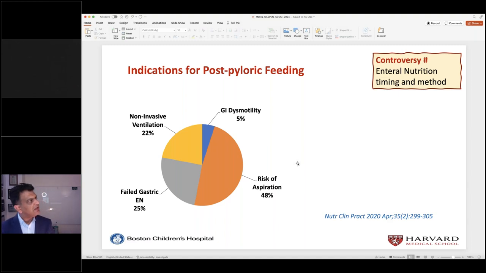What many people, including us and several folks in Atlanta and others in the past, have shown is there may be some ability to improve delivery by post-pyloric rather than waiting on gastric and incurring both the risks and the delays.